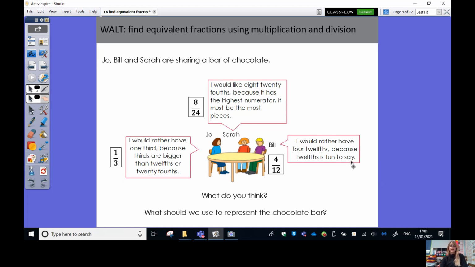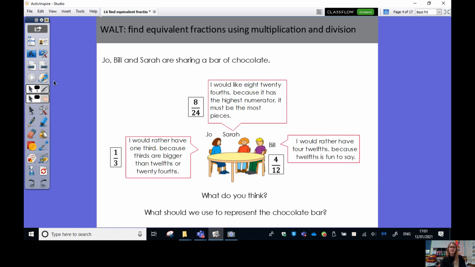Bit of an odd way to say that you want part of a chocolate bar, but who do you agree with? Do you agree with Joe, Sarah or Bill? So I want you to pause the video to have a little bit of think. And what could we use to represent this chocolate bar to prove who is correct? So pause and have a think and then come back when you think you've got an answer.